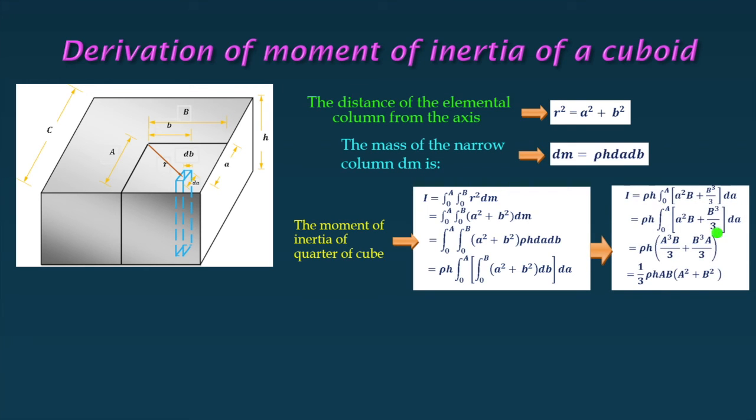Integrating this part with respect to b and using the limit of b, we get a square capital B plus capital B cube by 3. Now this quantity, integrate with respect to a, where capital B is constant. So we get this after integration. Taking AB common, we get a square plus b square.